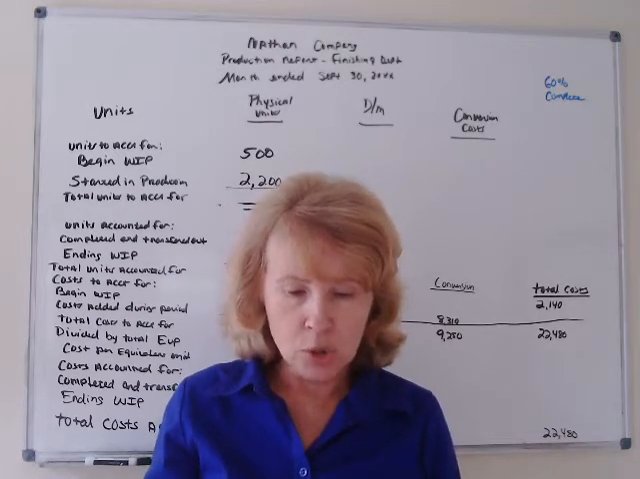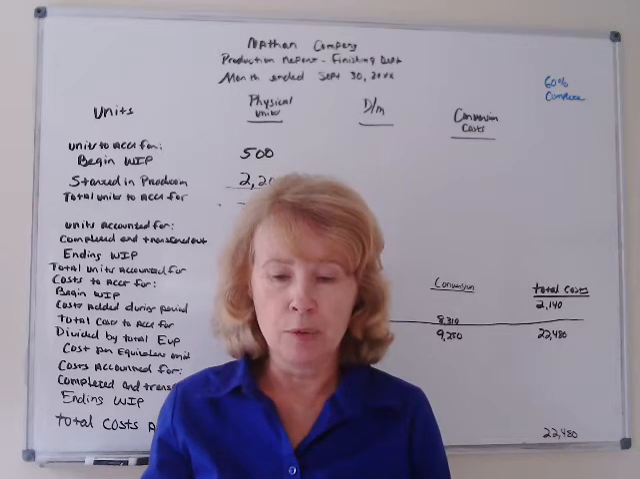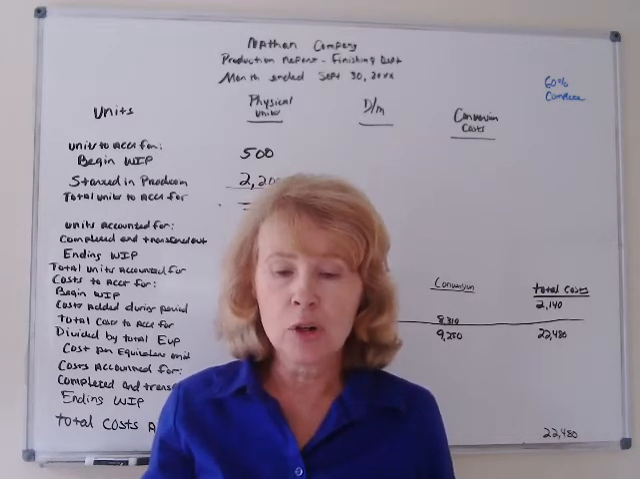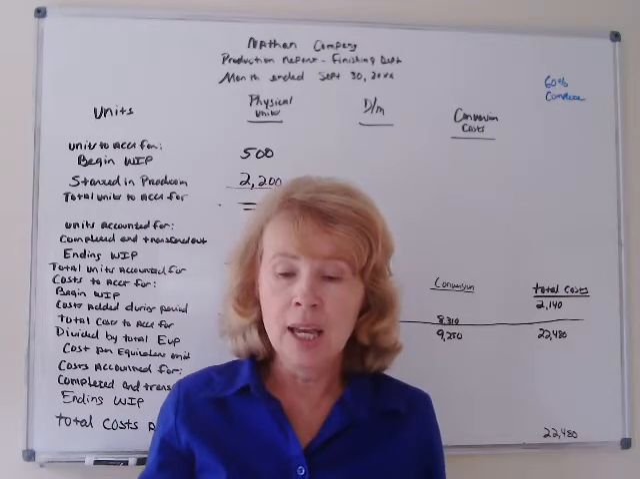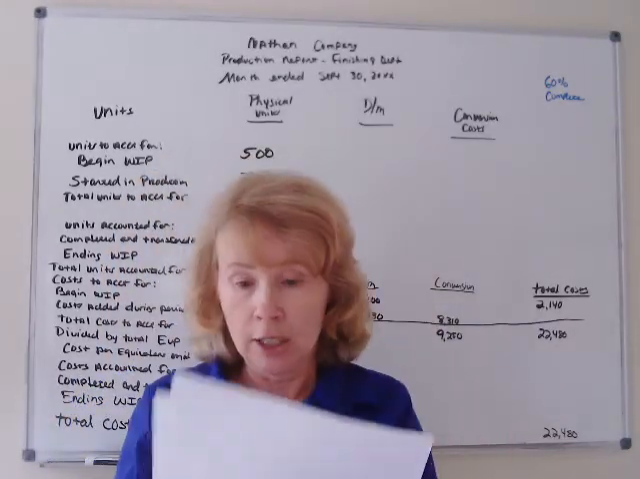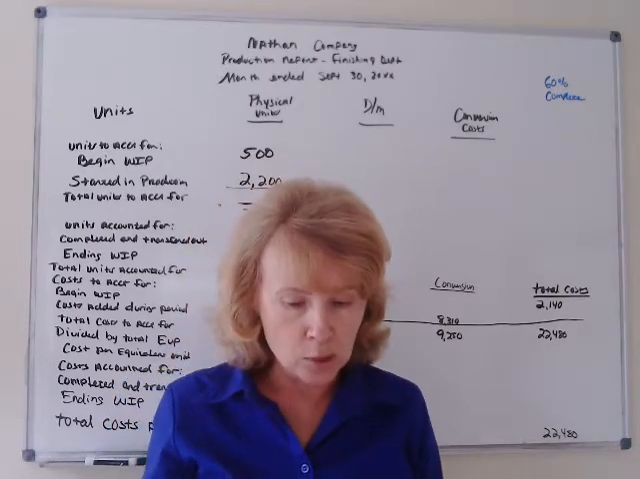Okay, so here's a problem. Complete the missing amounts in the following production report. Materials are added at the beginning of the process. Conversion costs are incurred evenly. The ending inventory is 60% complete. So I wrote a note to myself because otherwise I'm looking all over for that piece of the puzzle. And you should do so as well.